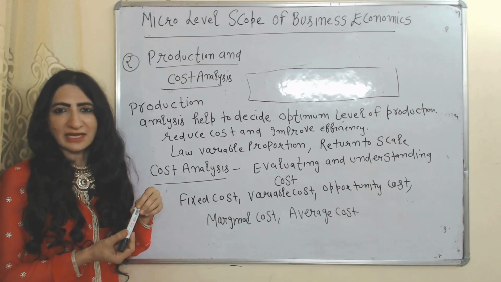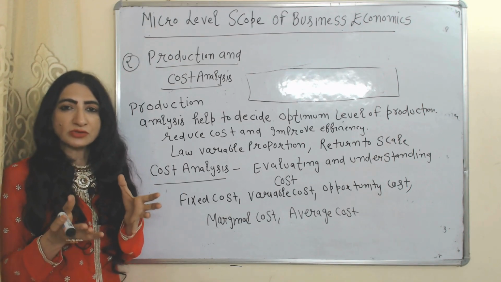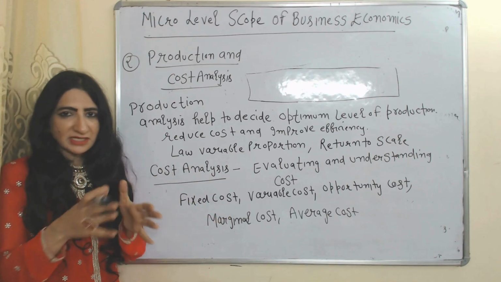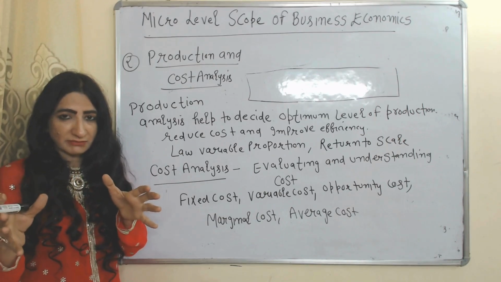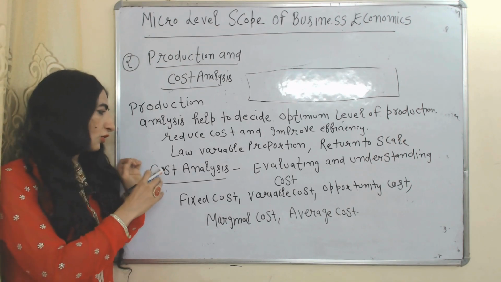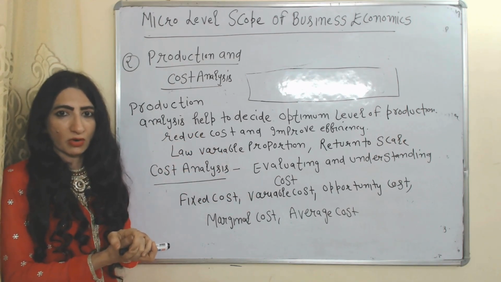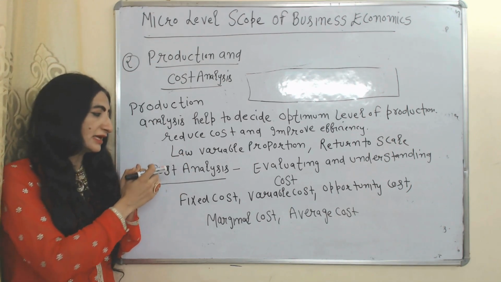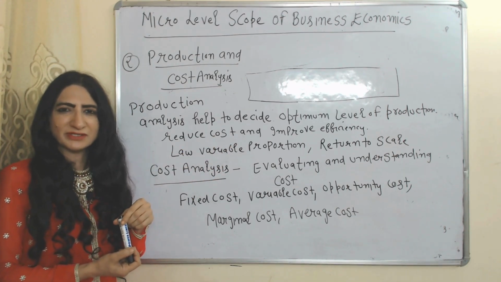Next, micro level scope of business economics, production and cost analysis. Production analysis helps to know optimum level of production, how we can reduce our cost and improve efficiency. Under production analysis, we will study many laws. For example, law of variable proportion, which is a short time period law, and returns to scale, which is a long time period law. Cost analysis helps to evaluate and understand our cost, and there are many costs we will study under cost analysis, like fixed cost, variable cost, opportunity cost, marginal cost, and average cost.